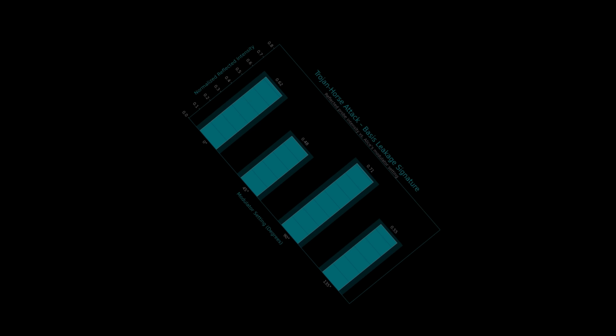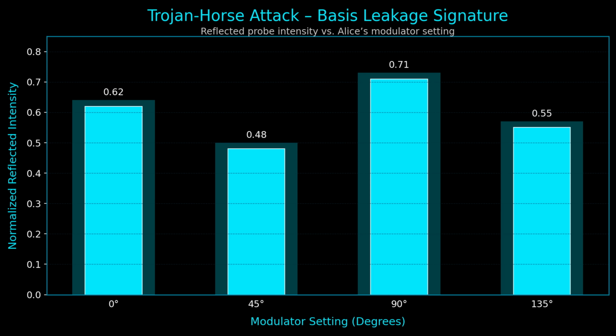Now let's break down what's actually happening under the hood during a Trojan-Horse attack. The chart you're looking at shows the reflected probe intensity as a function of Alice's modulator setting, and this is exactly where the basis leakage occurs.